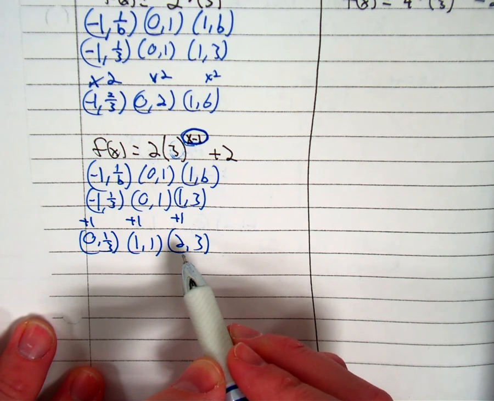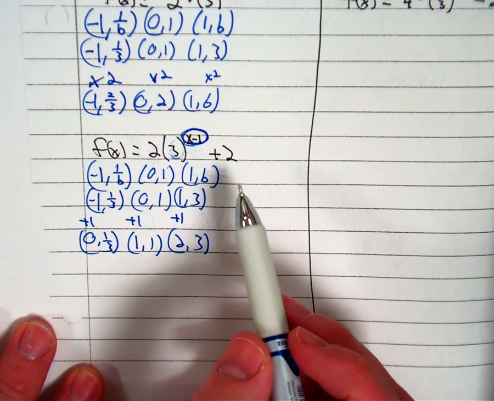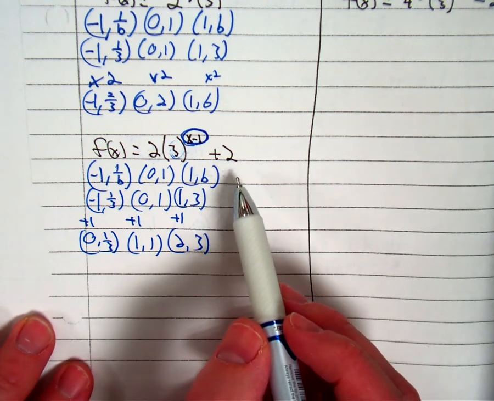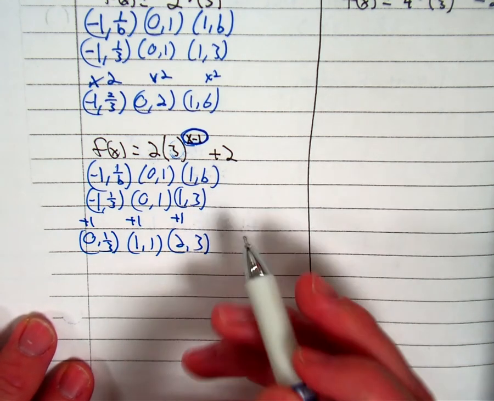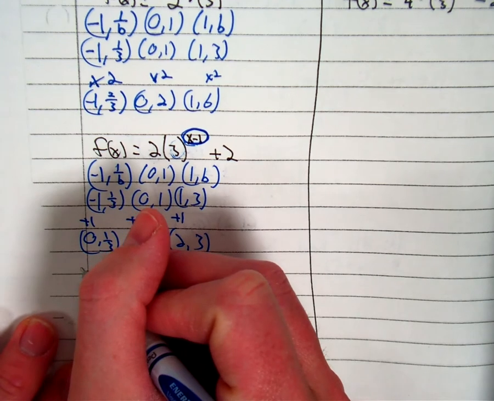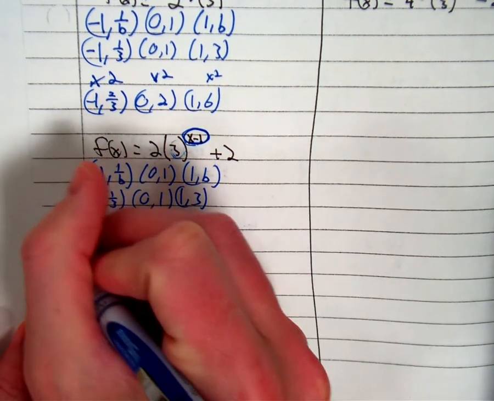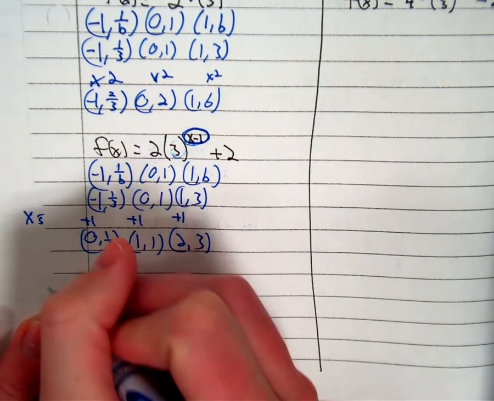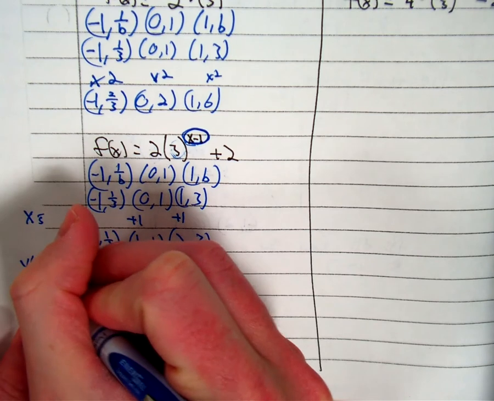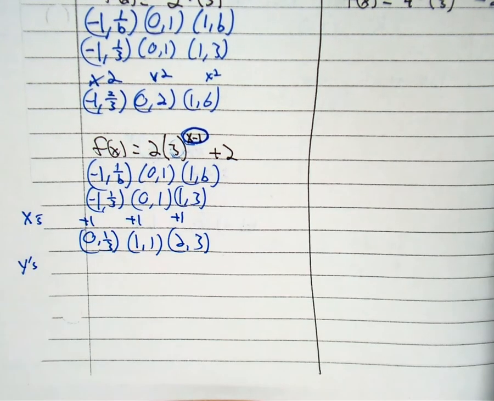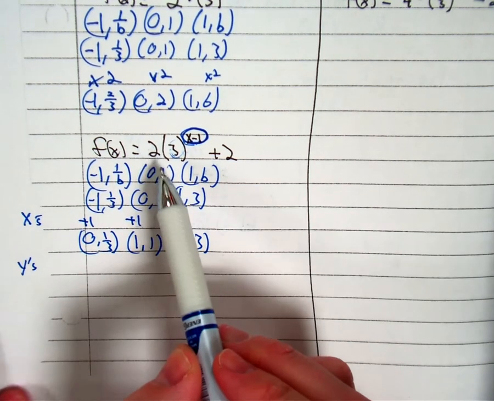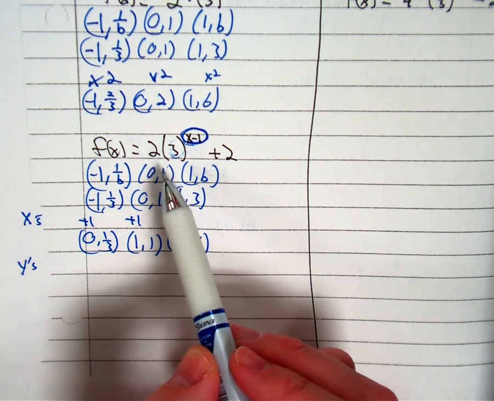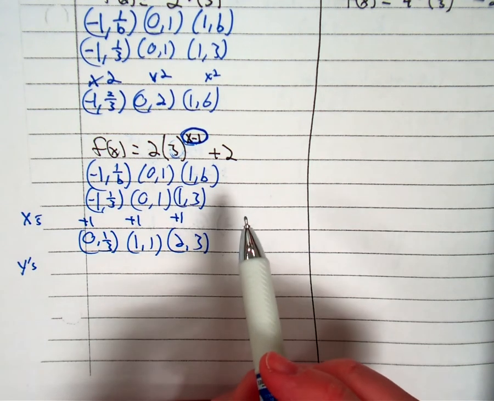Next, we have to do our y's. Okay, we're going to do our y's. And now with the y's, you go in order of operations. Okay, we did our x's here, and now we got to adjust the y's. So for the y's, we're going to do order of operations. You're going to have to multiply first, and then add.